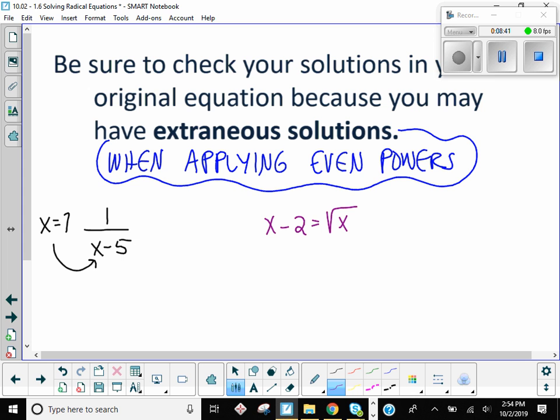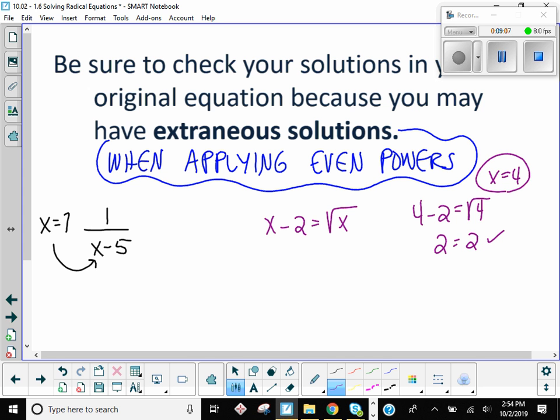Who has their answer? Okay. Parker, what'd you come up with? 4. Okay, 4 works. Because if you were to plug it in, 4 minus 2, does that equal the square root of 4? Yes. Okay. So keep this in the back of your head that we already know that there's one solution and it's x equals 4.